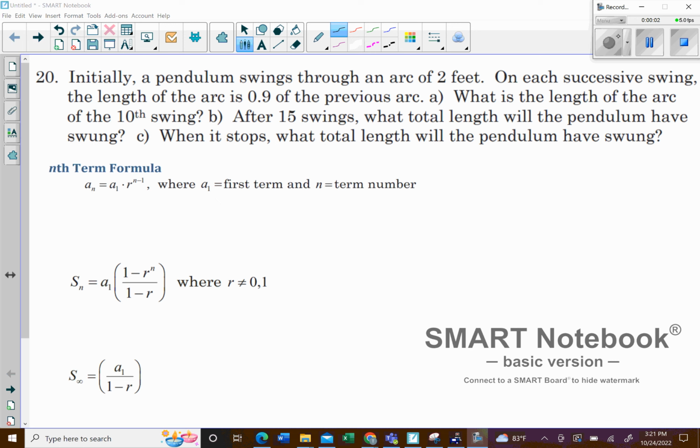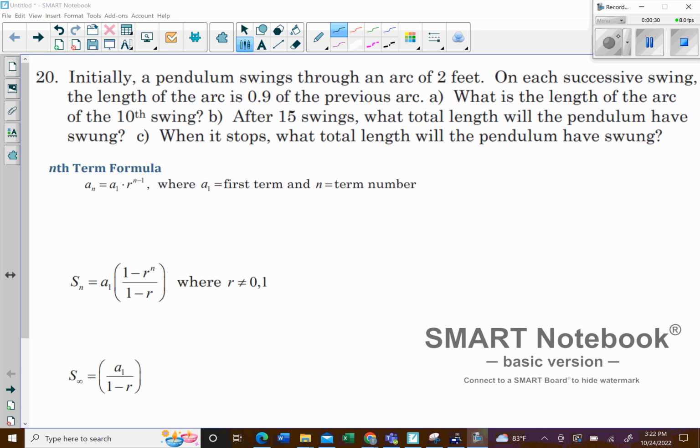Okay, so looking at number 20, it says initially a pendulum swings through an arc of 2 feet. On each successive swing, the length of the arc is 0.9 of the previous arc. What is the length of the arc of the 10th swing? After the 15th swing, what total length will the pendulum have swung? And then when it stops, what's the total length the pendulum will have swung?